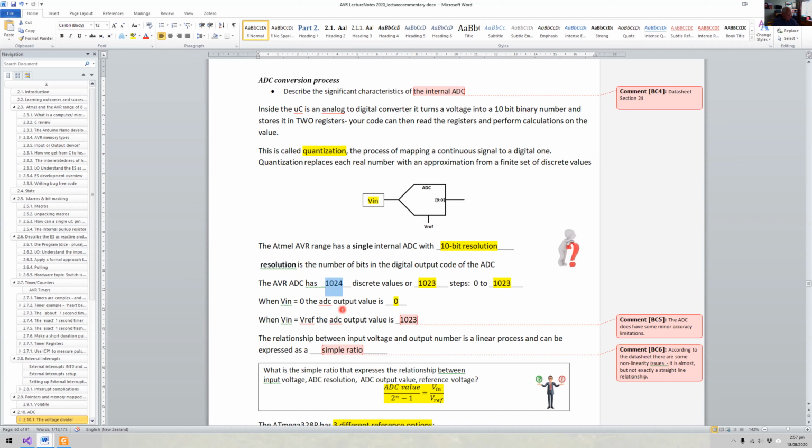And of course, there are 1,024 discrete values, and they go from 0 to 1,023, which means there are 1,023 steps in the process. So just get that clear in your own mind: how do these numbers work? It starts at 0, finishes at 2 to the n minus 1, and the number of steps in between is 2 to the n minus 1. So that means there are 2 to the n discrete values, because you've got to include 0 in there.